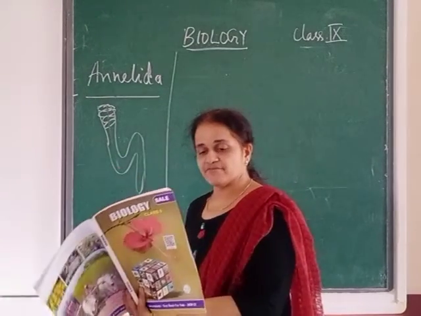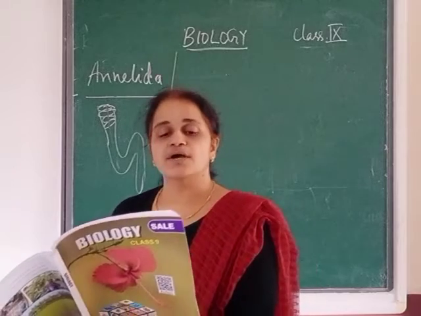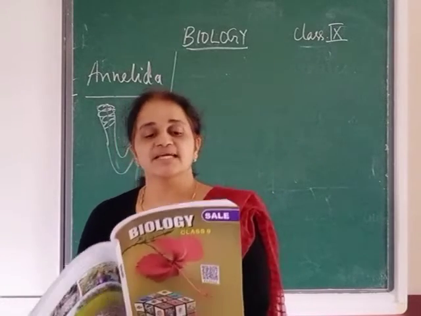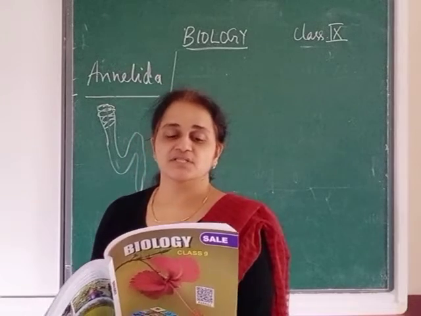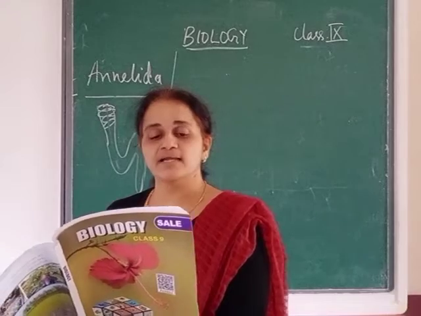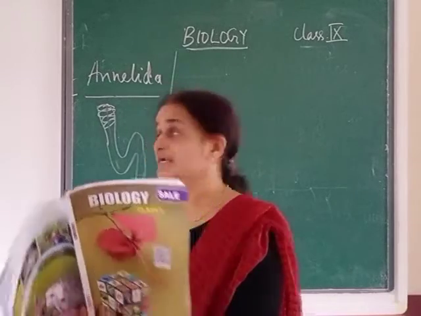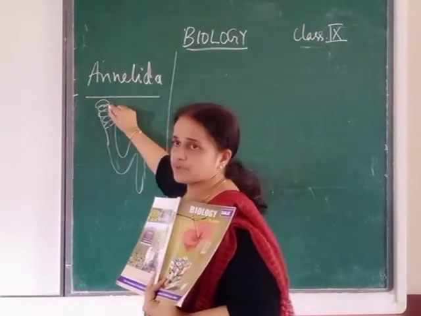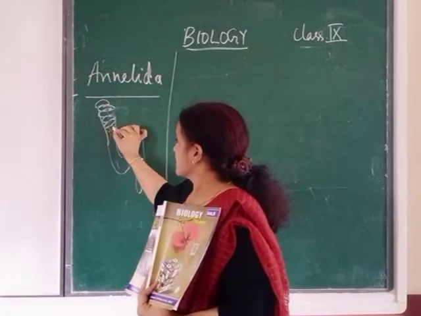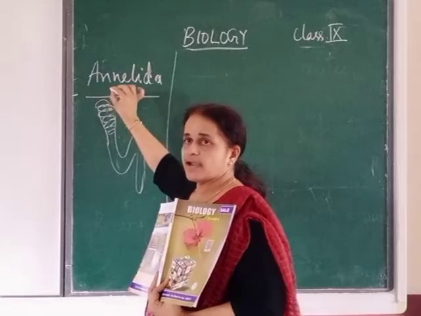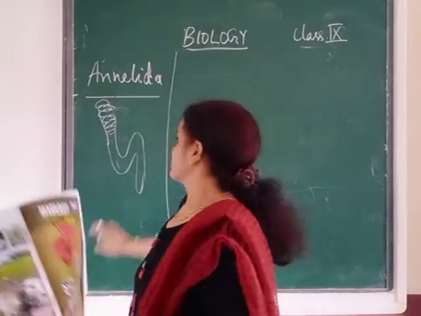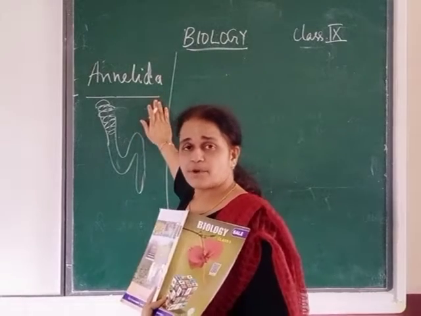So true body cavity allows the organs to be protected in the body. There is thus extensive organ differentiation. This differentiation occurs in a segmental fashion, with the segments lined up one after the other from head to tail. So this is the head portion and this is the tail. So these segments are arranged from head to tail. In this way we talked about the properties, characters.